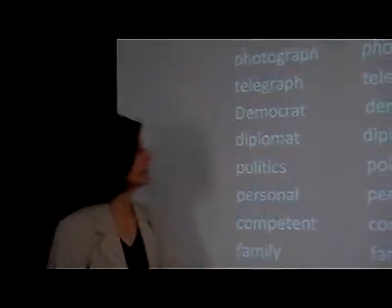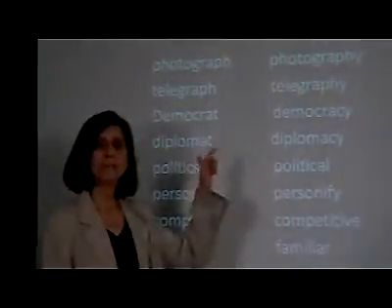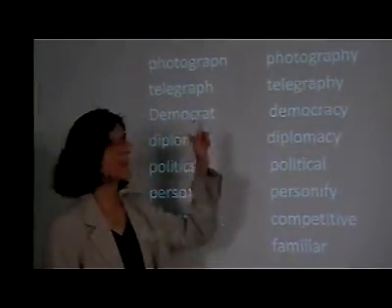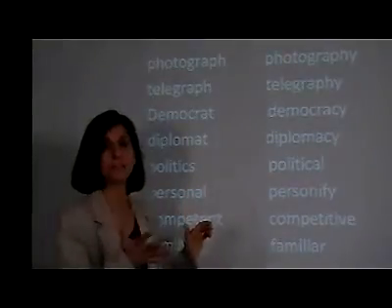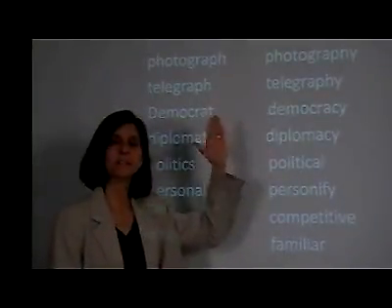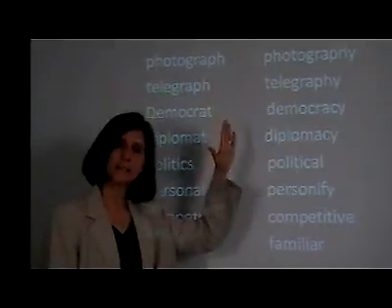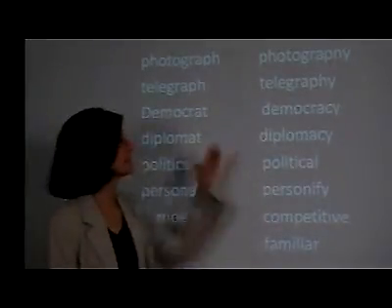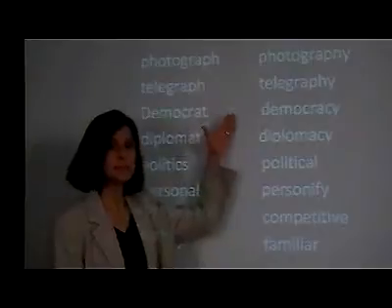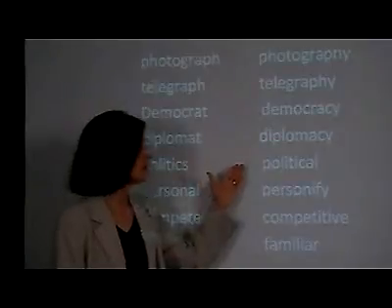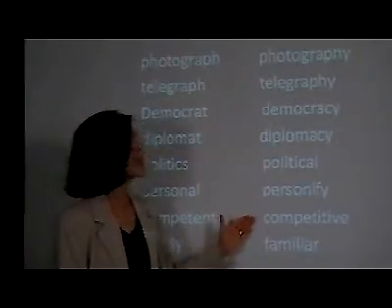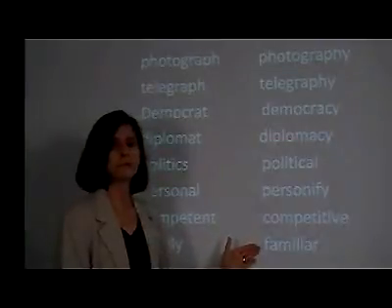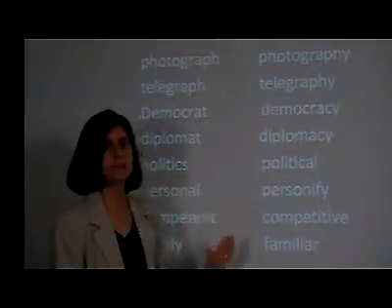If we go to that second column, you're going to notice that we're going to move the stress to the second syllable. Now it becomes photography. Photography is 4 syllables, but we're stressing that second syllable. That's the one where we're going to pause, rest on it, and say it longer, louder, and clearer. That's the same for all of the words in the list. So we go photography, telegraphy, democracy, diplomacy, political, personify, competitive, familiar. Okay, did you hear that second syllable? Longer, louder, and clearer.